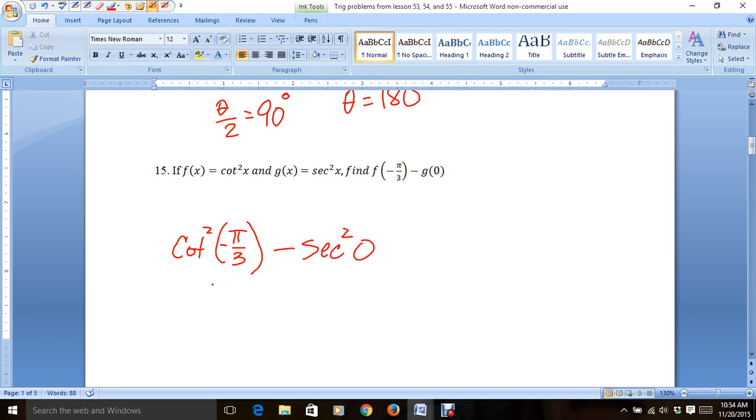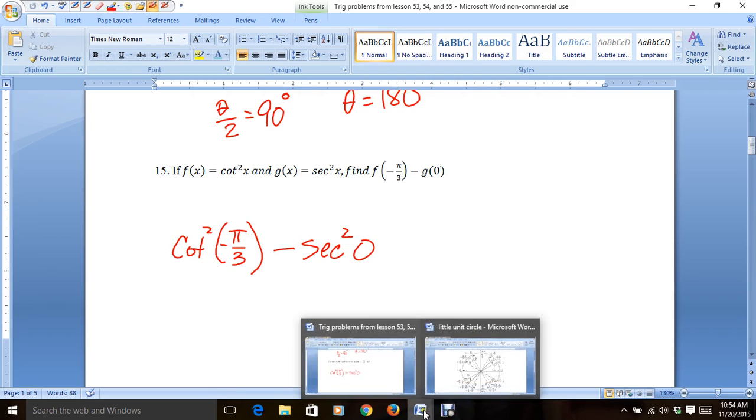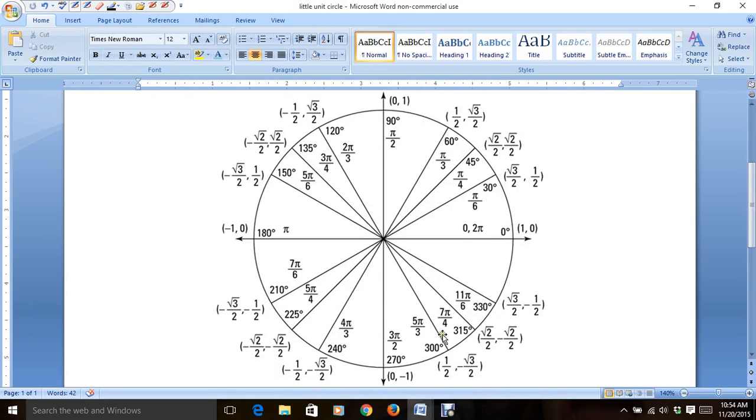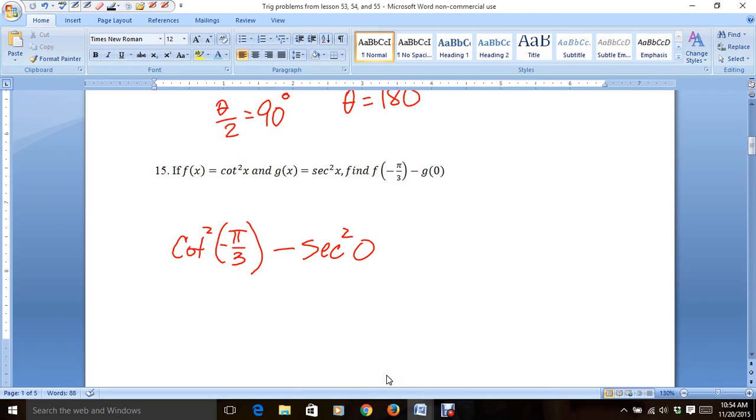So we're looking at cotangent negative pi over 3. Where is negative pi over 3? Negative pi over 3 is down here at negative 60 degrees. You're going clockwise pi over 3. So it's down here, and we're looking at cotangent. So cotangent is x over y. So it's 1/2 over negative square root of 3 over 2, and we're supposed to square that. So we'll get that figured out in a second.